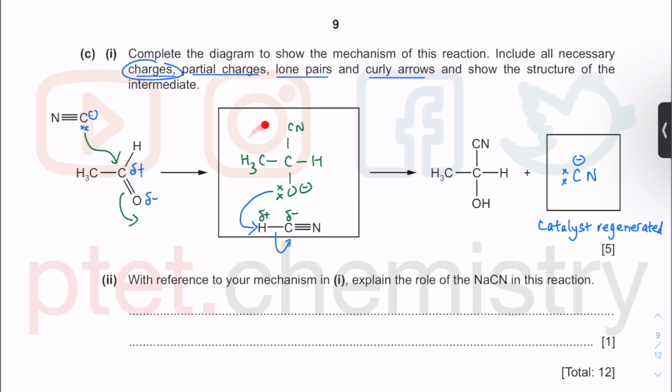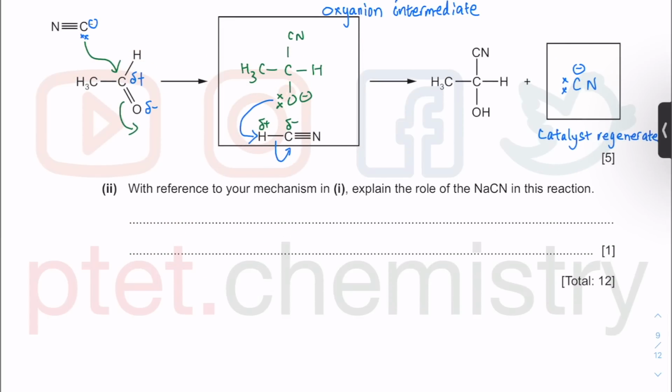Now this thing is called an oxyanion intermediate, so it's not your usual carbocation intermediate. This is one mechanism in which you have the negative charge on the oxygen. Explain the role of the NaCN. So the NaCN is acting as a catalyst, and it's just to speed up the reaction.